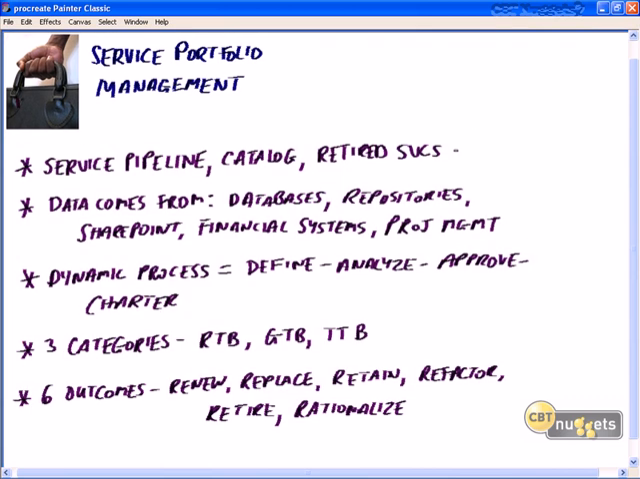Now, as we look at managing our service portfolio, again under the umbrella of service strategy, we want to realize that there are three separate categories in our portfolio. The first is what we call the service pipeline. This would be services that are in the pipeline, okay? So they've been proposed or they're in development.